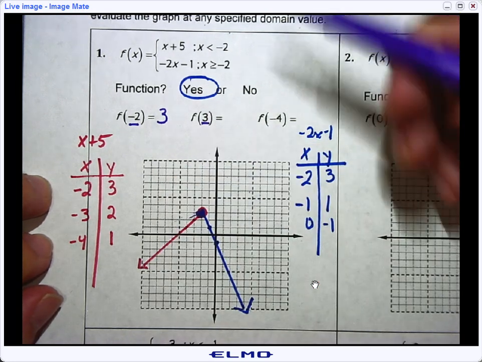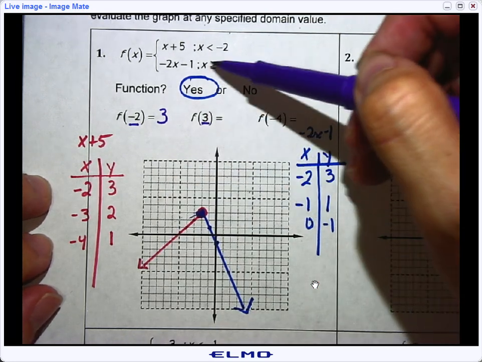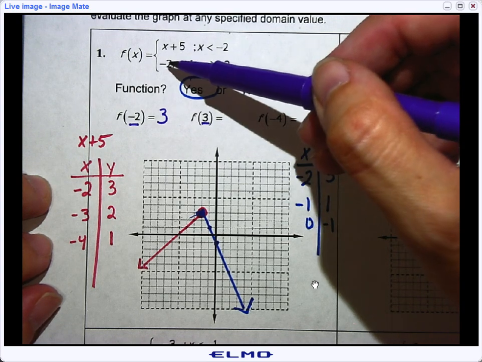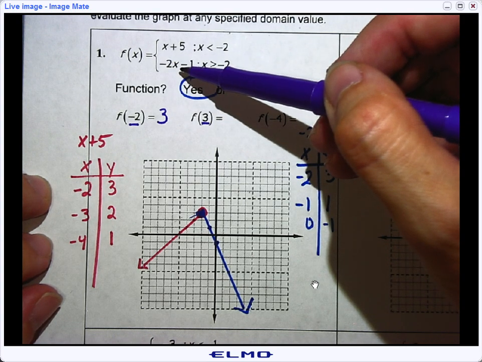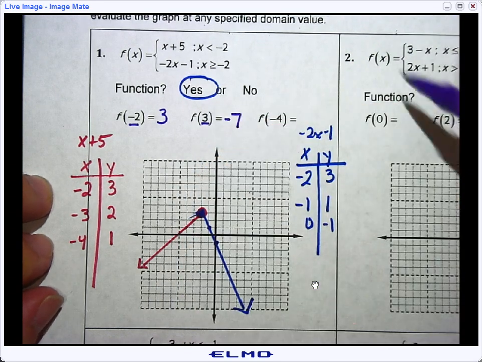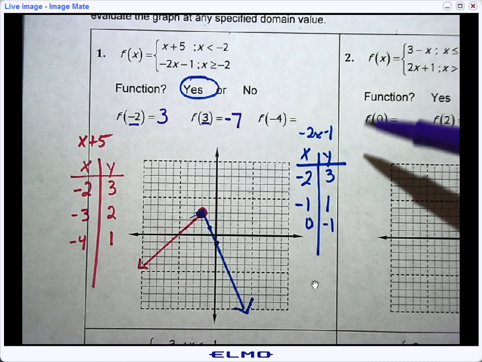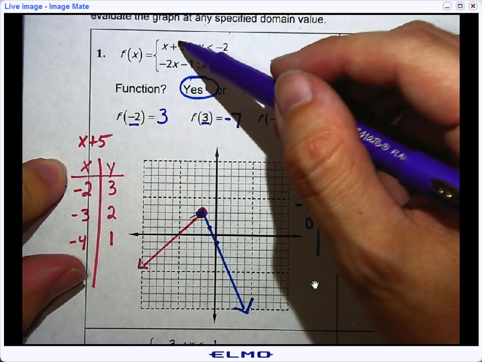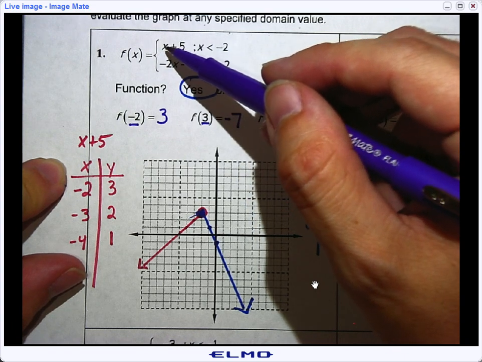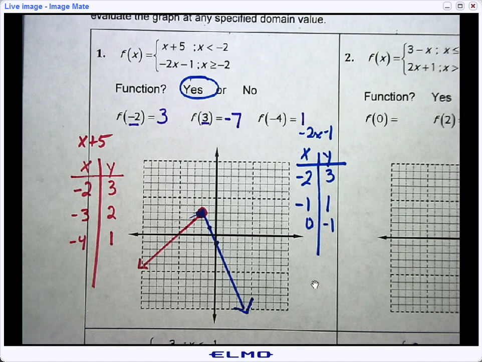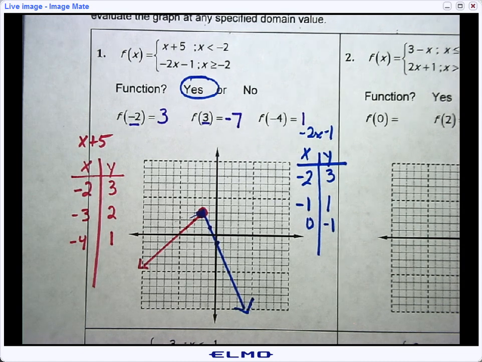Same thing with the 3. Plugging in a 3, well, 3 is bigger than -2, so I'm going to plug the 3 into this function again. So -2 times 3 is -6. -6 minus 1, -7. And then last, the -4. Well, -4 is less than -2, so I would plug it into this top function. -4 plus 5, that's just +1. And that takes care of number 1.